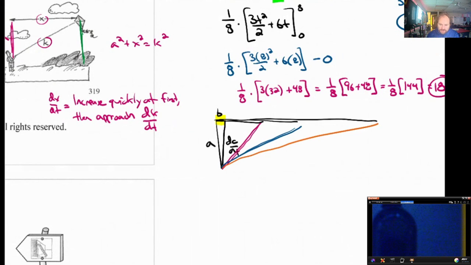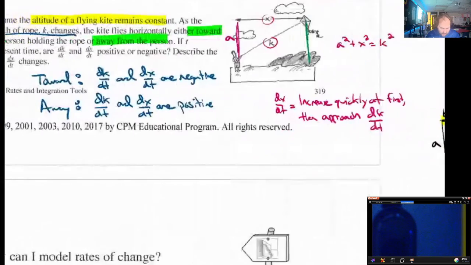Right now, all I need you to understand is that there is such a thing as dx/dt and dk/dt, and we could think about them there. So we'll leave that as it is.